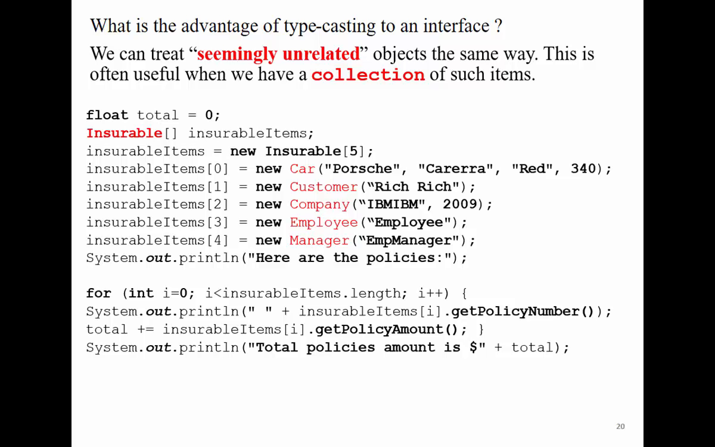Employee and the managers. Then we create only one piece of code that looks inside this insurable items array and calculates and gets the policy amount, because all these, car, customers, company, employee, have this method because they decided to implement the Insurable interface. That means they're going to implement getPolicyAmount. So I can retrieve the policy amount from all these objects, okay, and I calculate the total policy amount. You see the power of typecasting to the interface, okay?